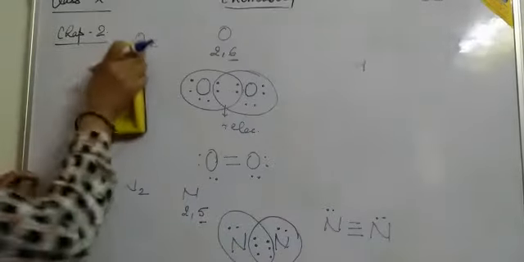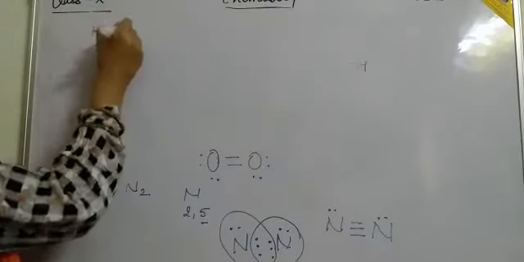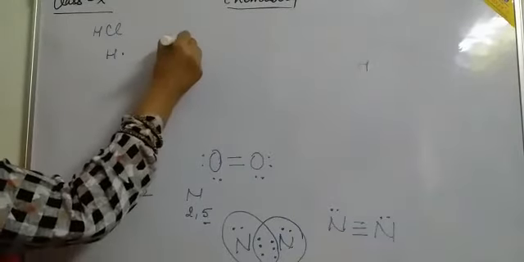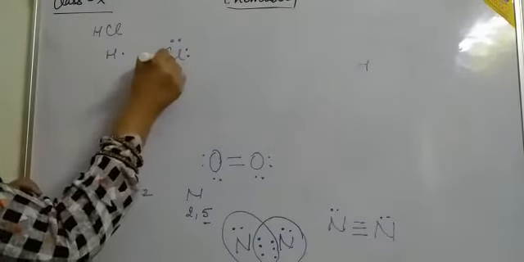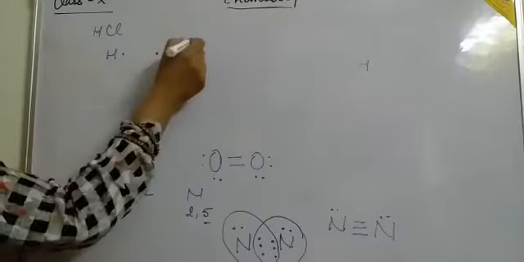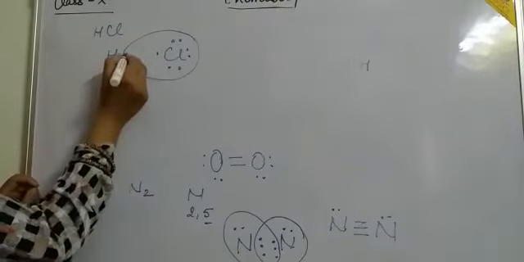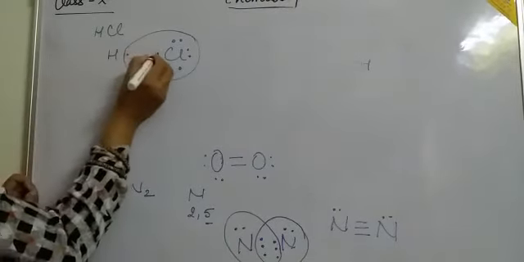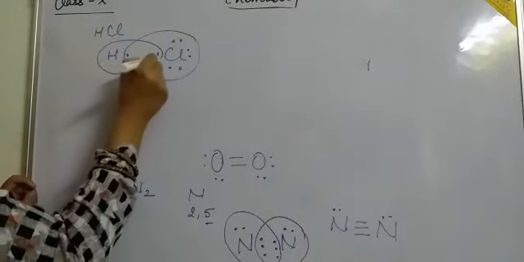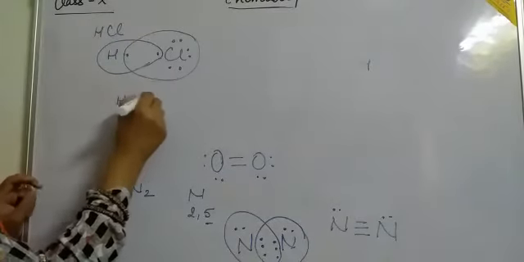Now consider hydrochloric acid. Dot structure of hydrochloric acid. Hydrogen has only 1 electron and chlorine has 7 electrons. 1, 2, 3, 4, 5, 6 and 7. So this chlorine electron must be written in front of the hydrogen. So chlorine completes its octet by sharing 1 electron with hydrogen, and hydrogen completes its duplet by sharing 1 electron with this chlorine electron. So the bond formed here is HCl.